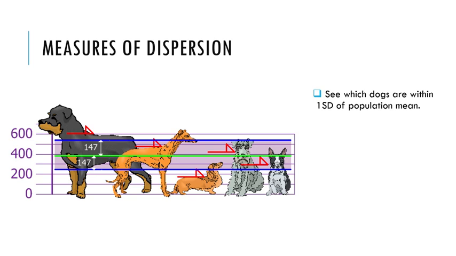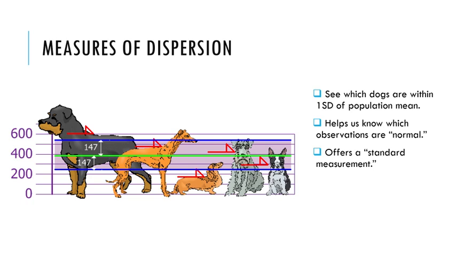Once I have calculated standard deviation, I can see which dogs are within one standard deviation of the population mean. Do you see that I've calculated one standard deviation above, 147 above and 147 below, and put in those blue lines? So now I know that the first dog is more than one standard deviation above the mean. This is going to help us get a sense of normality.